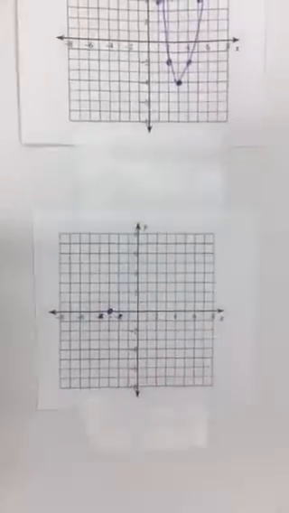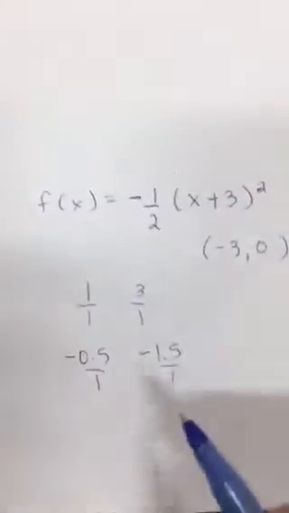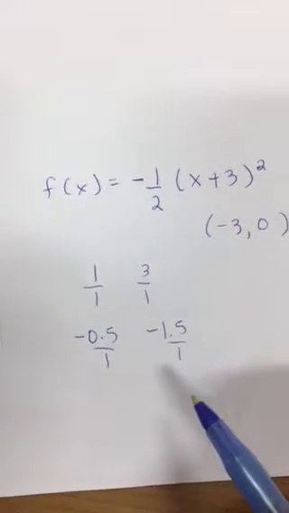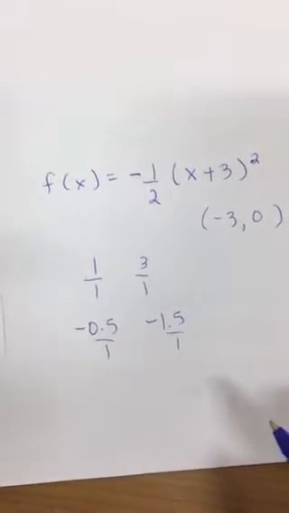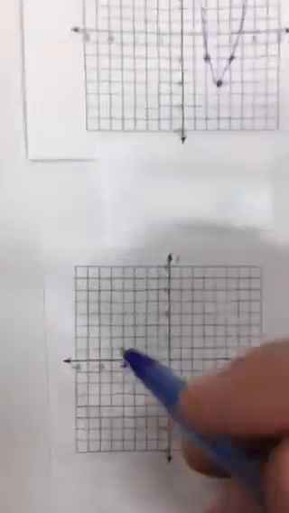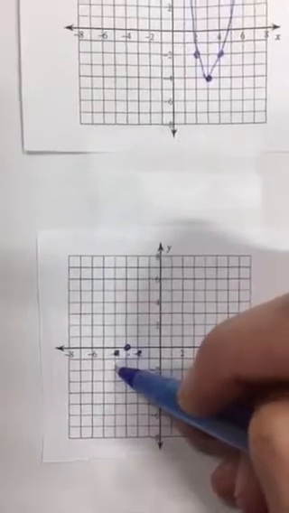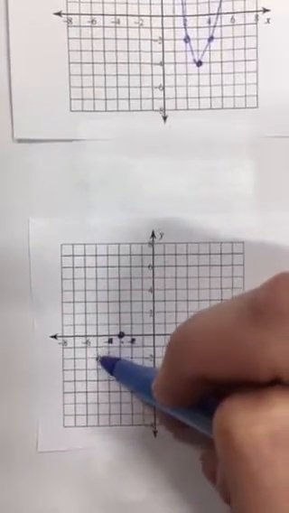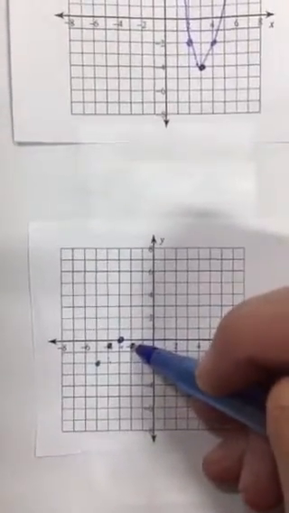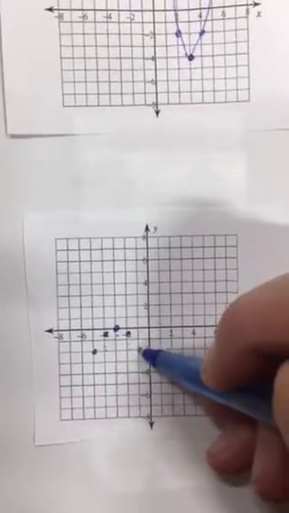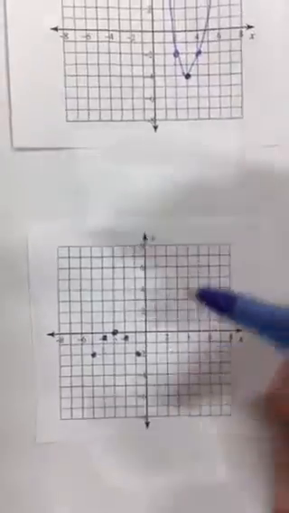And this is where the next step is going to feel interesting. From that point, I'm going to go down by 1.5 for every 1. So I'm going down by 1.5 for every 1.